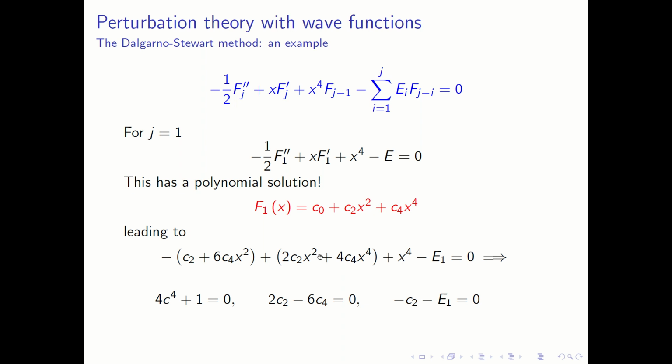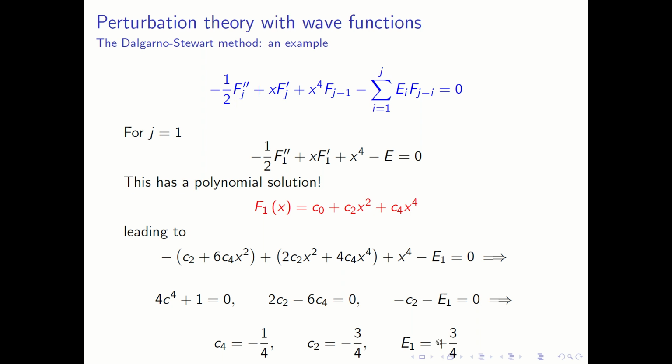If you look at the x squared coefficient, you get minus 6c4 plus 2c2 equals 0. And if you look at the x to the 0 coefficient, you get minus c2 minus e1 equals 0. And these equations are actually very, very easy to solve. The first one gives you c4 equals minus 1/4, and you can use that in the second to get c2 equals 3c4, so that's minus 3/4, and e1 equals minus c2, that's plus 3/4.